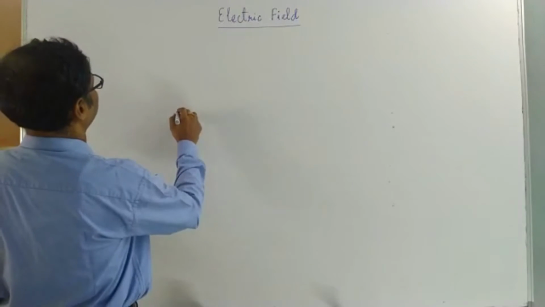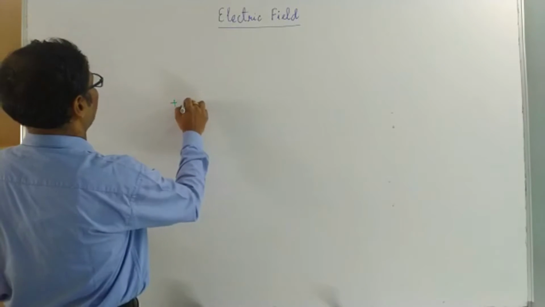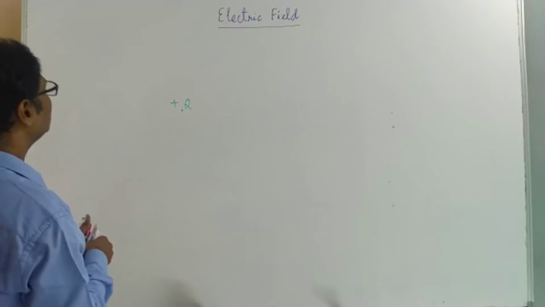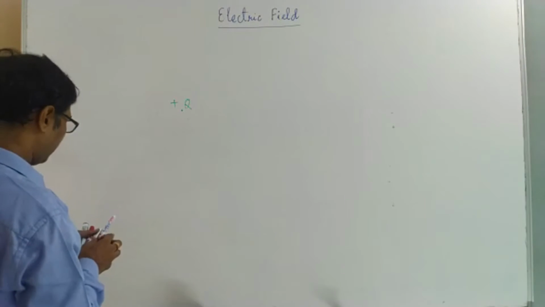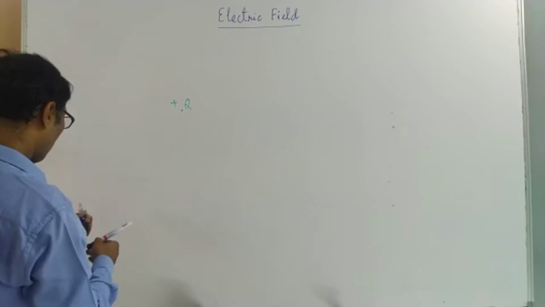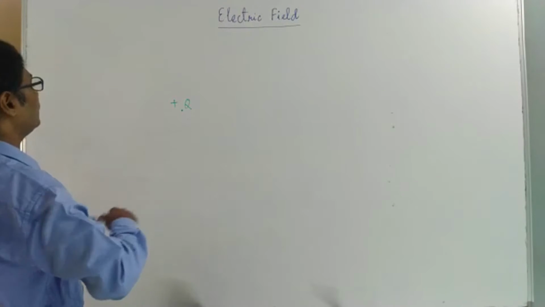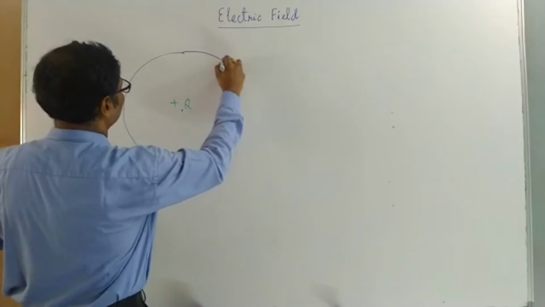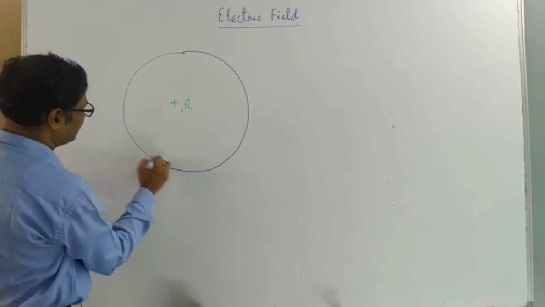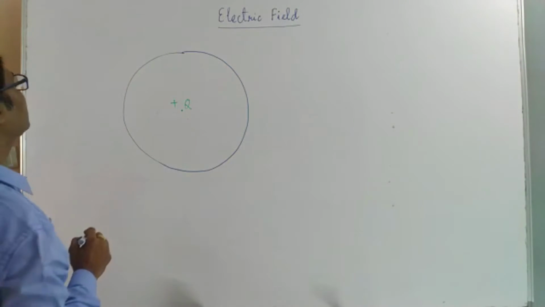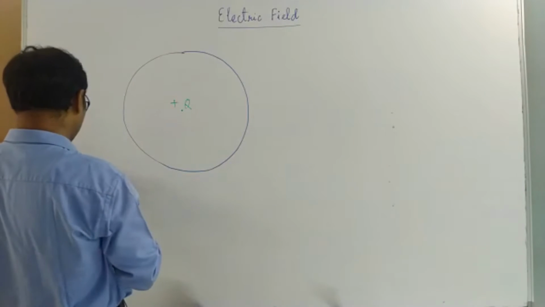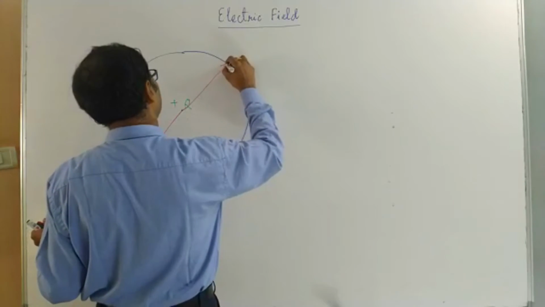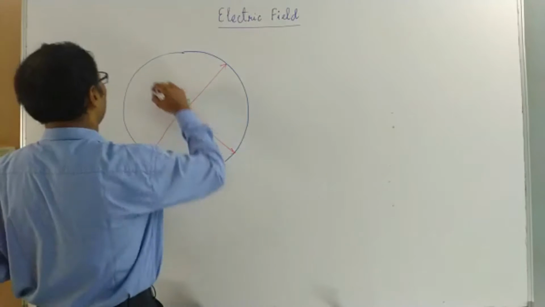If we consider a positive point charge Q, then the magnitude of the electric field produced by this point charge will be same on a sphere with the point charge located at the center of the sphere. That means it has a spherical symmetry, and the direction of this electric field will be radially outward.